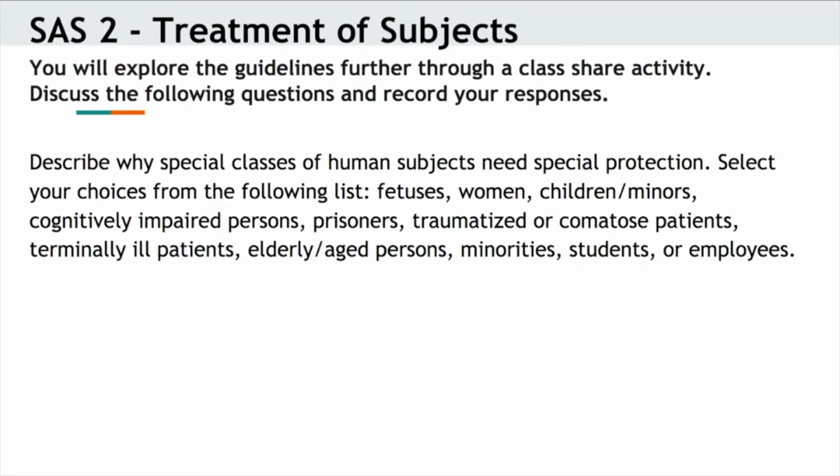All right. Now let's describe why special classes of human subjects need special protection. Let's select choices from the following list. Why would a fetus need special protection? Think about that for a second. And when you watch this, if you're in the class, I want you to bring it up, not just fetus, but any of these. If they pique your interest or they selectively hit a trigger on you and you want to talk about it, by all means, we need to talk about it because different human subjects do need special protection.